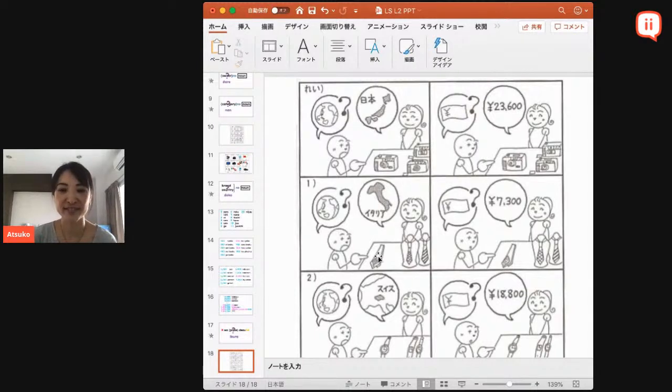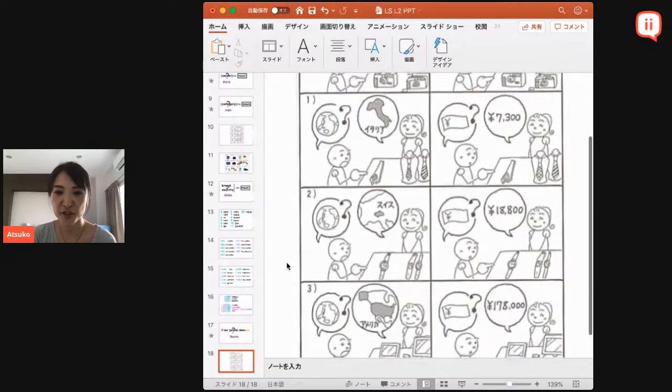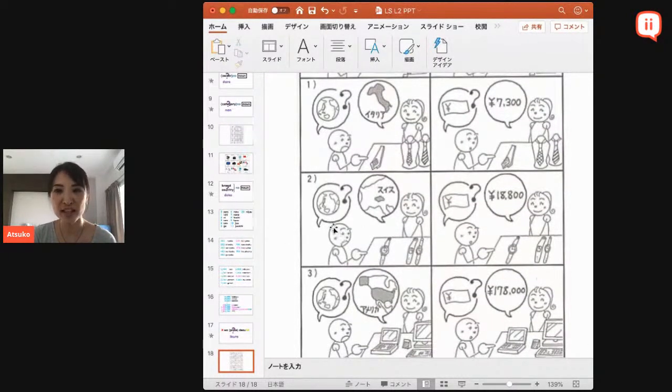Can read the number? 7,300円です。Okay, next. Number two. Excuse me, すみません。これはどこの時計ですか? What's this country? スイスのです。How much? いくらですか? Okay, please give the number. 18,800円です。Okay, last one. Excuse me.